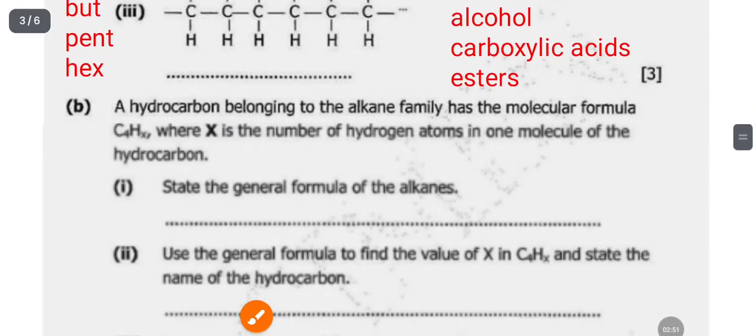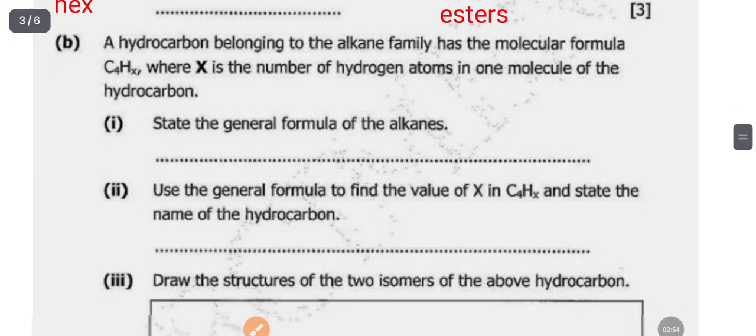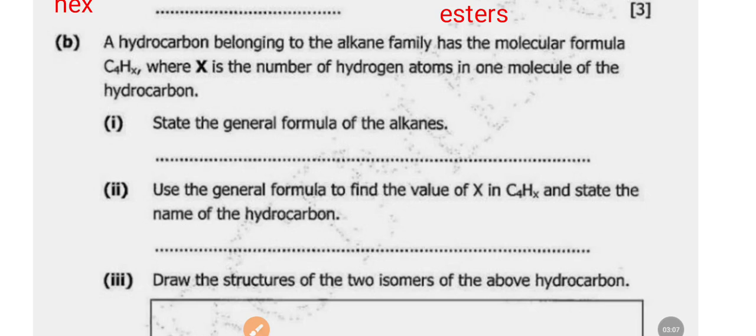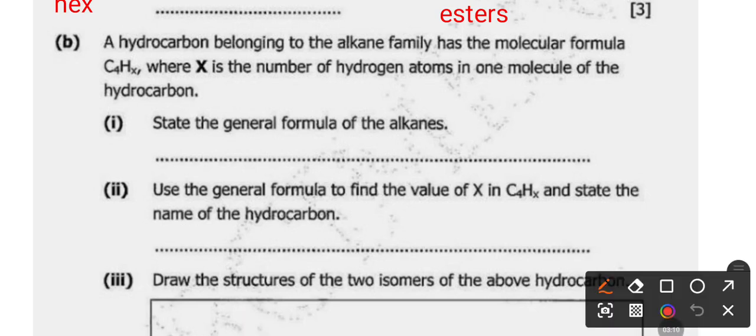Alright. The second one says a hydrocarbon belonging to the alkane family has the molecular formula CxHy, where X is the number of hydrogen atoms in one molecule of the hydrocarbon. State the general formula of the alkanes. The general formula of alkanes is CnH2n+2, where n is subscript. So this is the general formula of all alkanes.